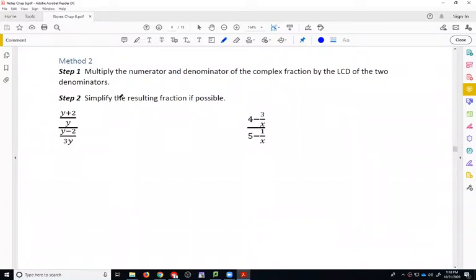So this is objective 2, which is another method for simplifying complex fractions. I call this one the destruction method. What you're going to do is destroy the denominators that make it complex without having to create common denominators and flipping and multiplying.